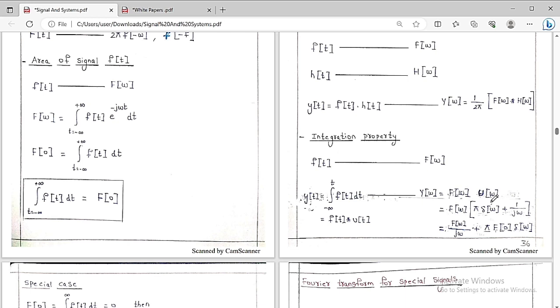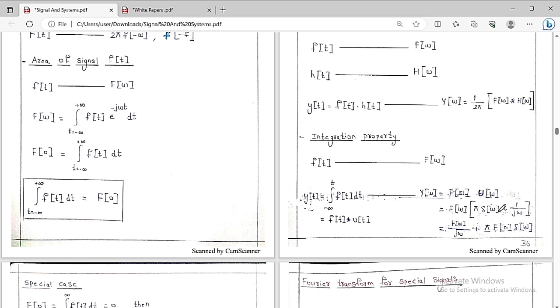F of omega into U of omega. For the unit step signal, what is the Fourier transform? Just now we have studied it. For u of t, what is the Fourier transform? It is pi delta of omega plus 1 by j omega. So this is the Fourier transform for the unit step signal.